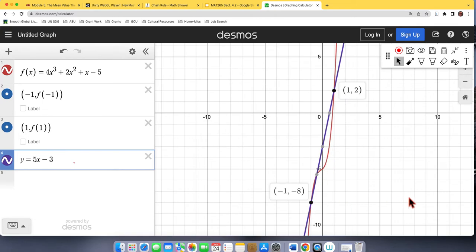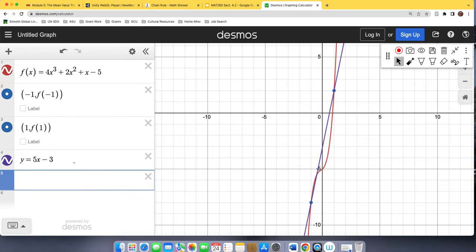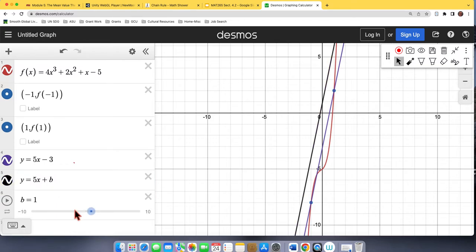Can you see where a parallel line would basically be the tangent line to this function here? I know that tangent line has to have a slope of 5, so 5x. It will probably have a different y-intercept, so I'm going to do plus b, and make b a slider. Now you can visually see, if I slide that, changing the y-intercept, those two lines are parallel, right?